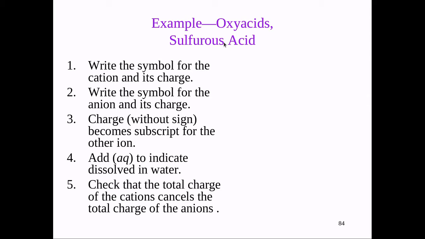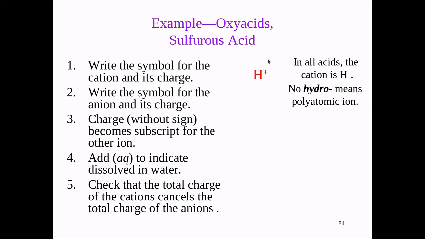Let's do another example now where we have sulfurous acid. So remember that we have to pay attention to this ending here, that this is an ous and not an ic. Again, we're going to have our H+ for our cation. We got no hydro, so we know that it's a polyatomic. Ous means ite, so we need to look up the sulfite polyatomic. That's SO3 2-.